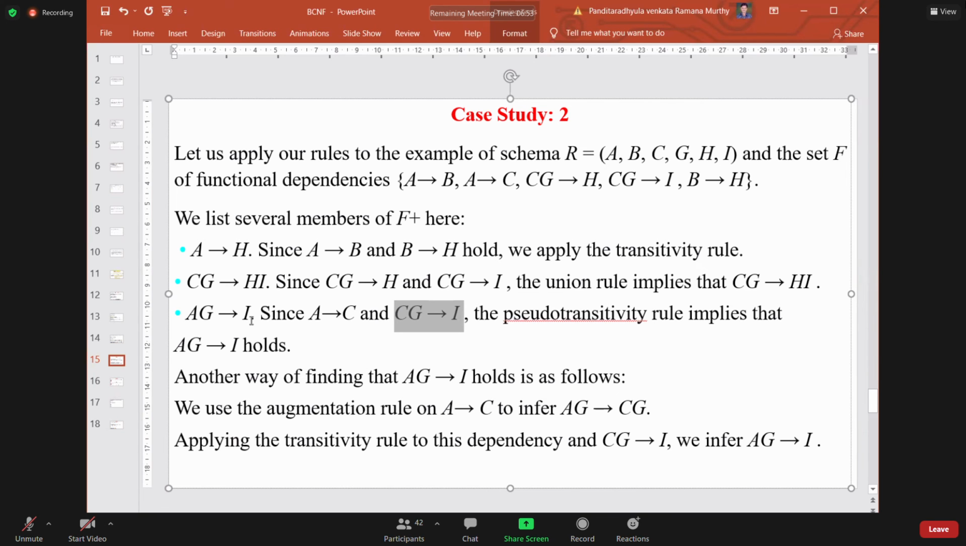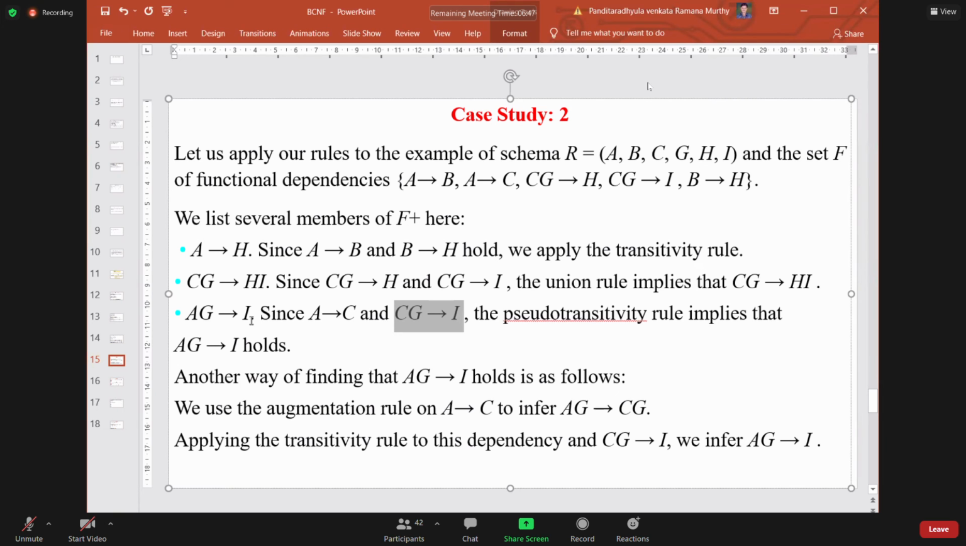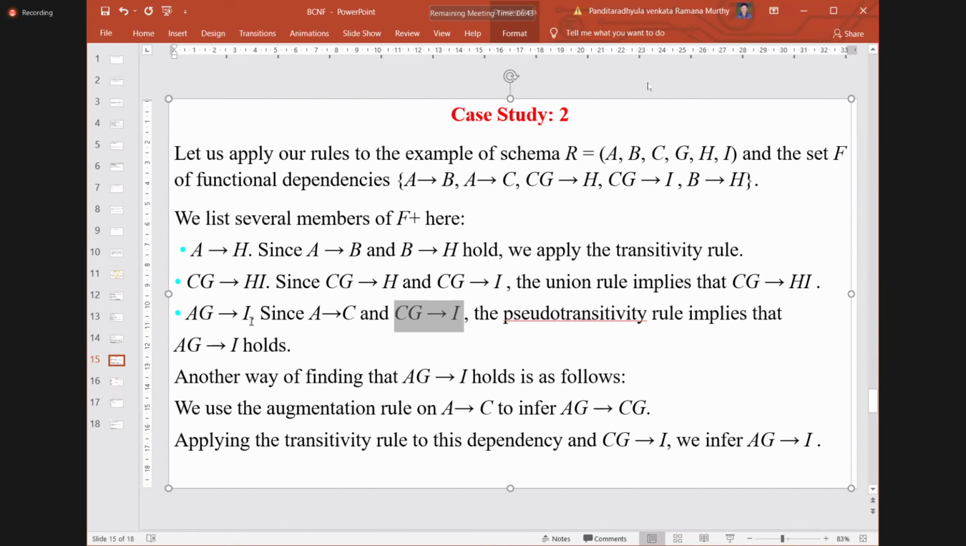We call it pseudo transitivity because the transitivity is not complete, but transitivity is a part of the rule. We call it the pseudo transitivity rule.